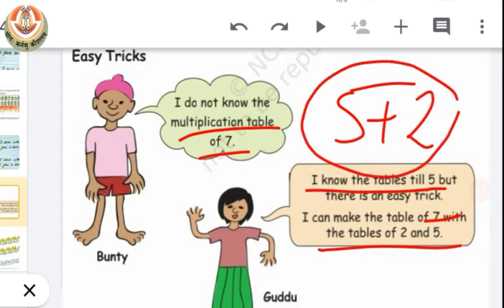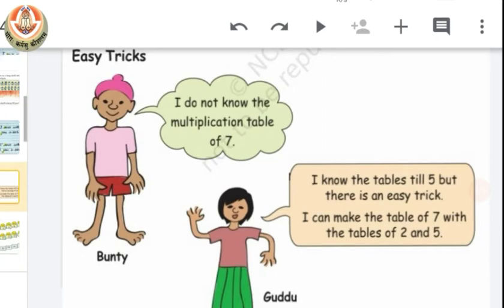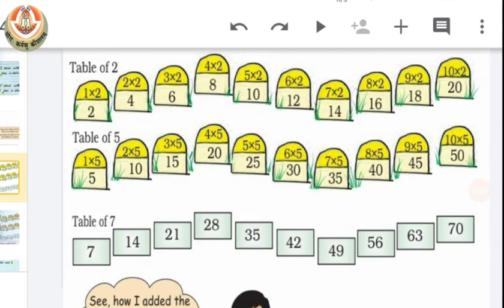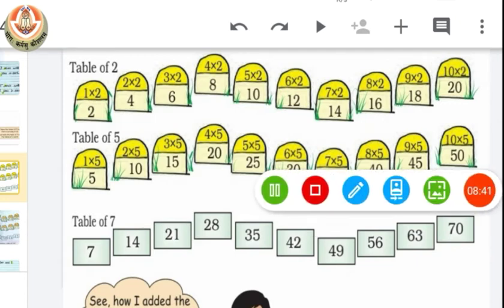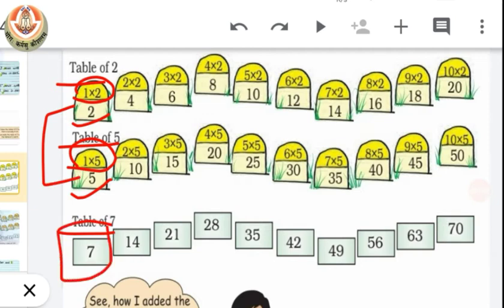See, 2 and 5, when we add them, equal 7. So that means there will be a trick when we use the tables of 2 and 5 to make the table of 7. So let's see what that trick is. Here we have the table of 2 and the table of 5, and with their help we can easily make the table of 7. How? See, 2 multiplied by 1 gives 2, 5 multiplied by 1 gives 5, and we add 2 and 5, we will have 7, which equals 7 multiplied by 1.